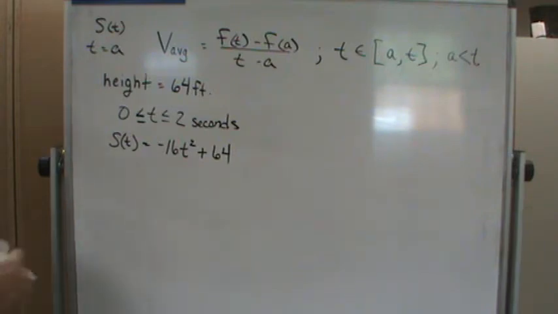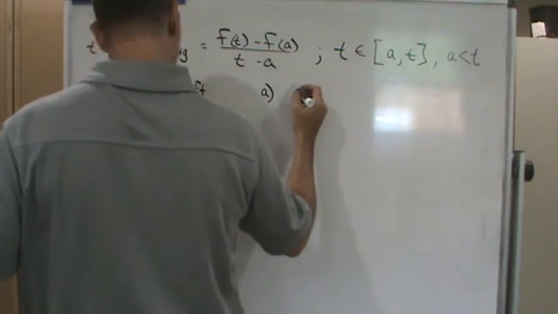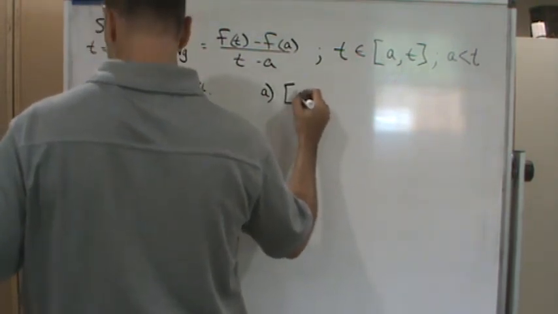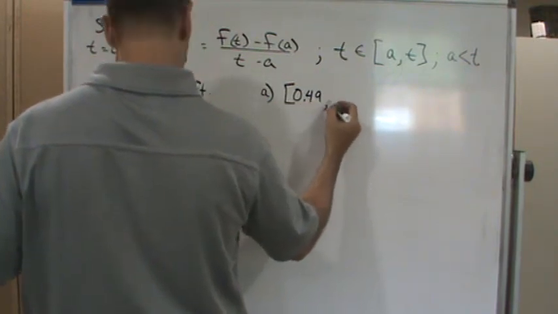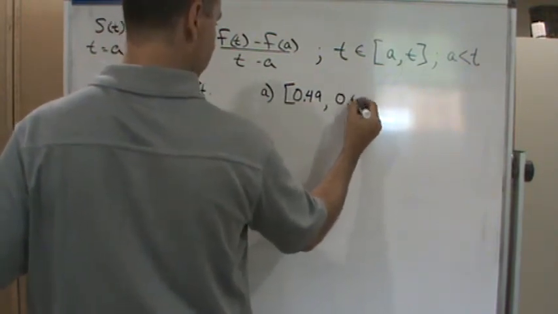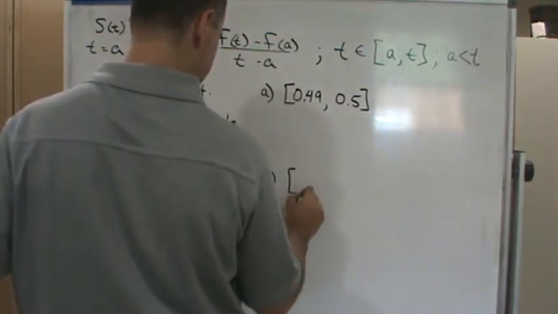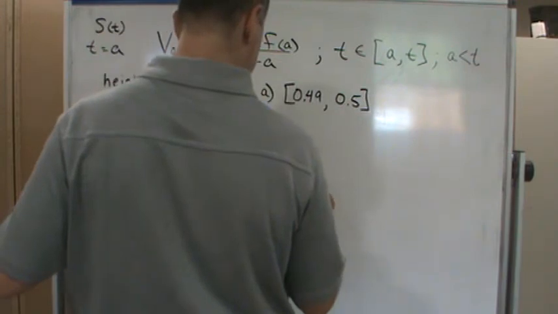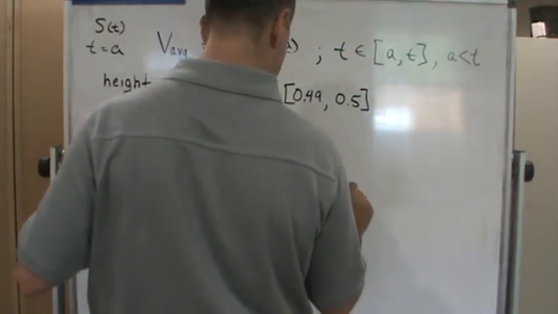Okay, so here's one interval. So A is 0.49 to 0.5. And the other time interval is 0.5 to 0.51.